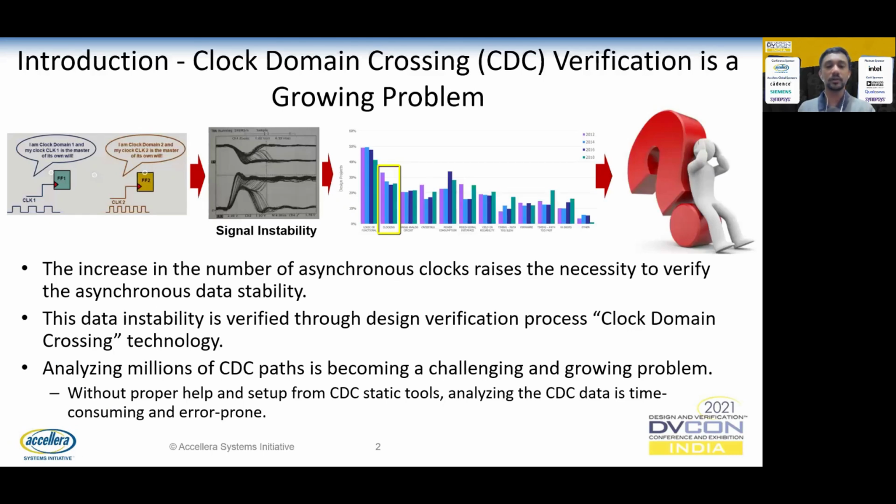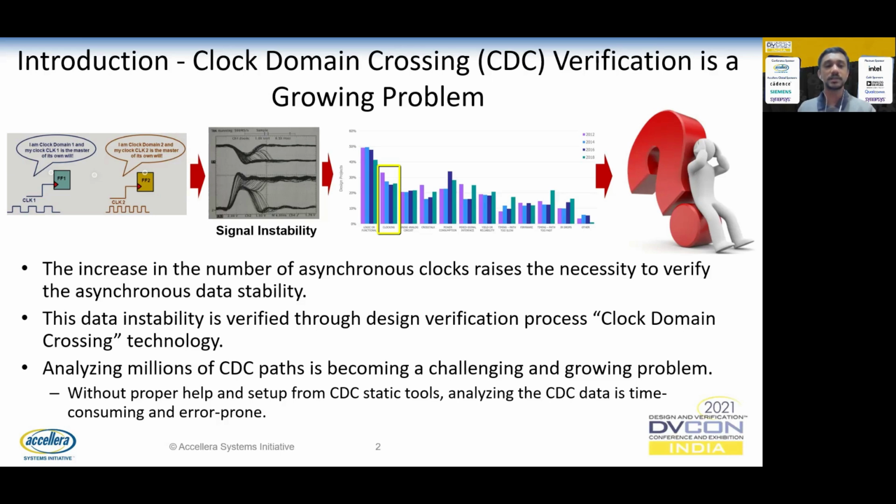Introduction. Clock domain crossing CDC verification is a growing problem. Nowadays, digital design specifications have more number of asynchronous clocks based on complex design requirements. The increase in the number of asynchronous clocks results in clocking issues and raises the necessity to verify the asynchronous data stability between two different clock domains. And this is done with the guidance of design and verification process called CDC, Clock Domain Crossing Technology.